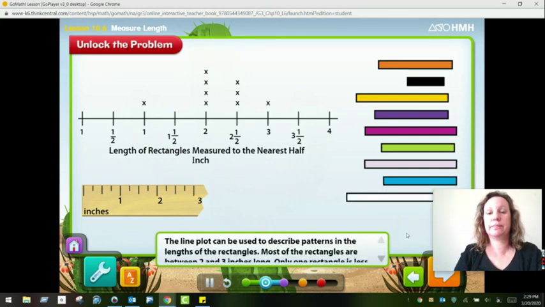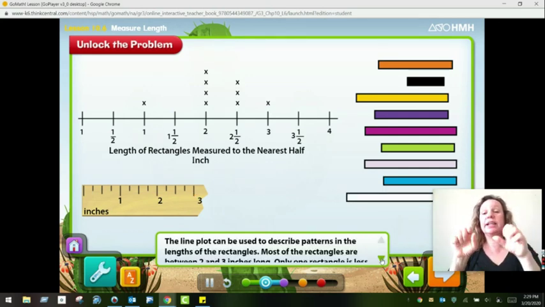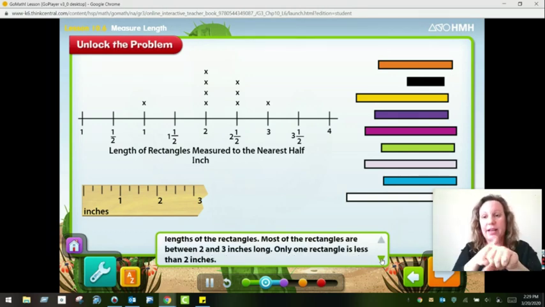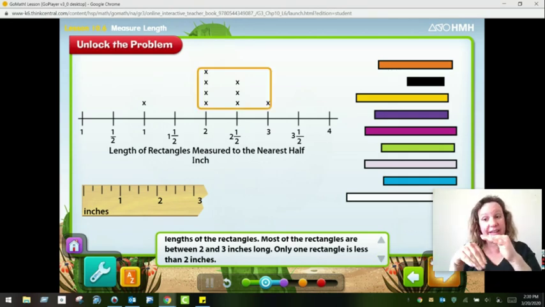The line plot can be used to describe patterns in the lengths of the rectangles. Most of the rectangles are between 2 and 3 inches long. Only one rectangle is less than 2 inches.